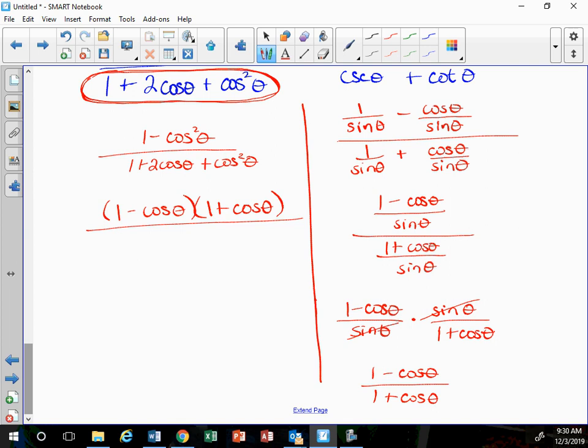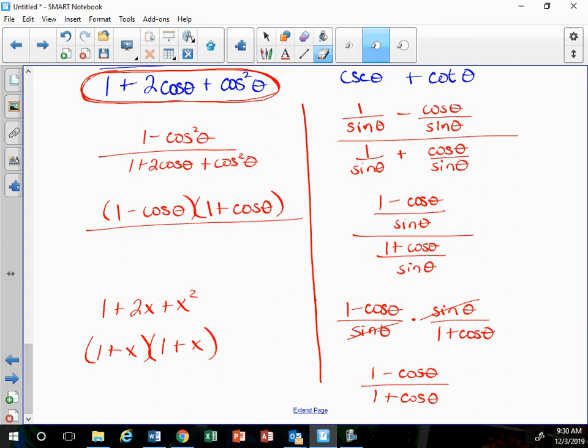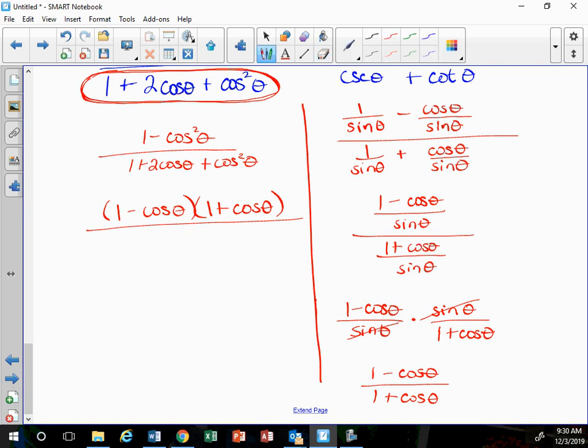Okay, the denominator, it's a trinomial, so I'll erase this here in a second. What if I had 1 plus 2x plus x squared? I could factor that, right? Wouldn't it just be 1 plus x times 1 plus x? Okay, so what's it going to be since I have cosines instead of x's? There you go. Okay, now what can I get rid of? Do you see now how it's okay to cross those out? And you're done.